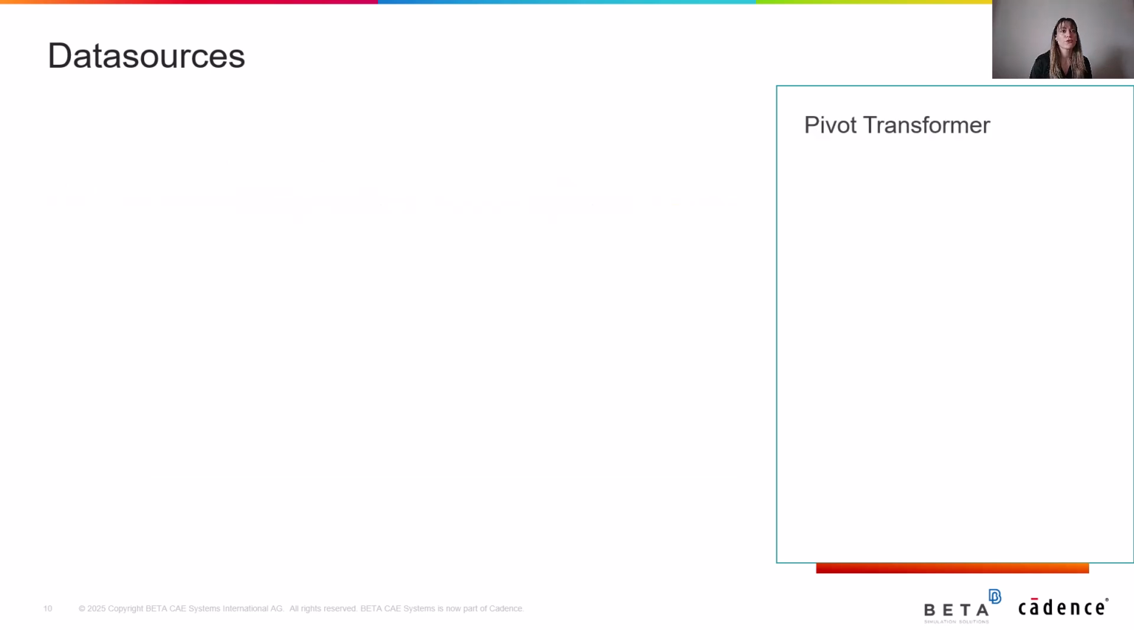Let me introduce the new transformer pivot in the field of data sources. This transformer creates separate objects for each attribute of the original objects by pivoting tabular data from columns to rows. The source must be either a feeder or another transformer, and it must consist of a list of objects.